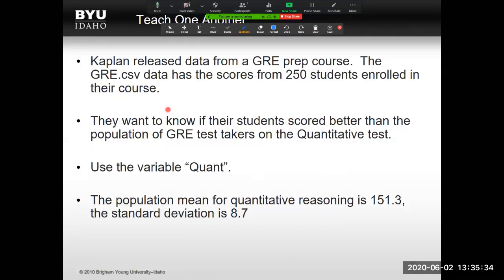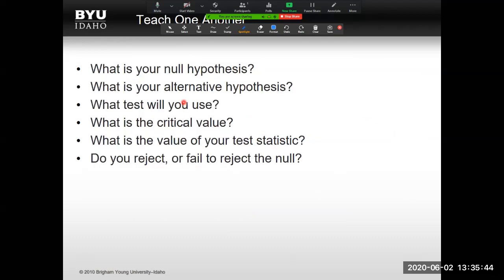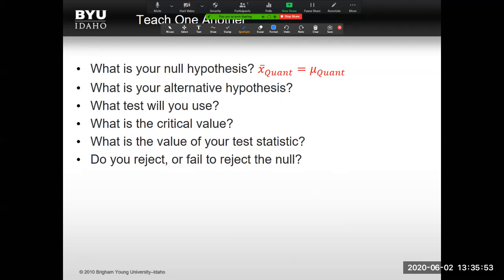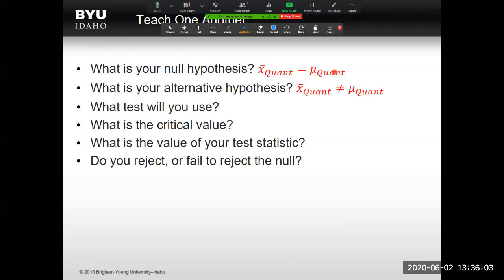So go ahead and run those and then pause. I'll run through the rest of these slides rather quickly because you can pause and stop it on your own, and I don't want people to wait longer than they need to. So what is your null hypothesis? Just make sure that you consider these on your own and don't just look at the answers that I tell you. Right, so the null hypothesis is that your sample mean equals the population mean for that variable. The alternative, that they don't equal each other.